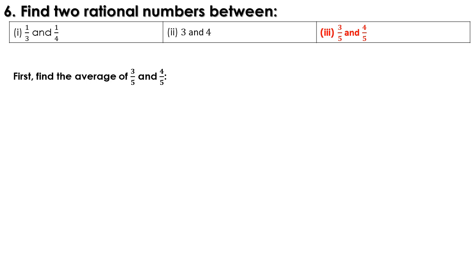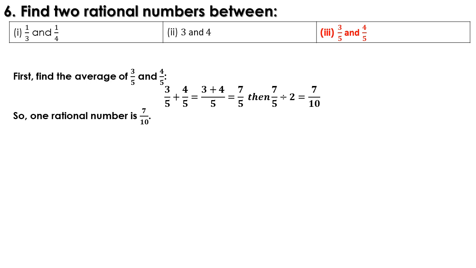Let's start by finding the average of 3 divided by 5 and 4 divided by 5. To add the fractions, keep the denominator the same. 3/5 plus 4 divided by 5 equals (3 plus 4) divided by 5 equals 7 divided by 5. Next, divide the sum by 2. 7 divided by 5 divided by 2. Dividing by 2 is the same as multiplying by 1 divided by 2. 7 divided by 5 times 1 divided by 2 equals 7 divided by 10. So, the first rational number we get is 7 divided by 10.